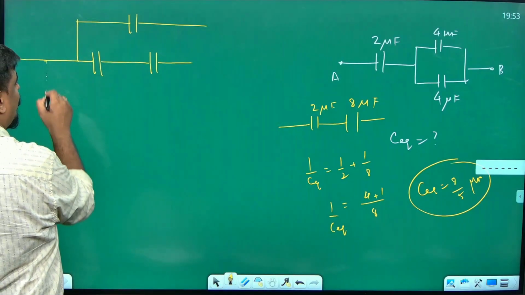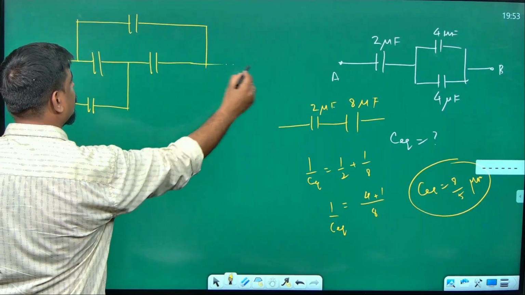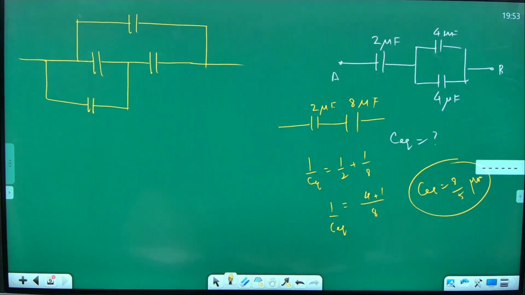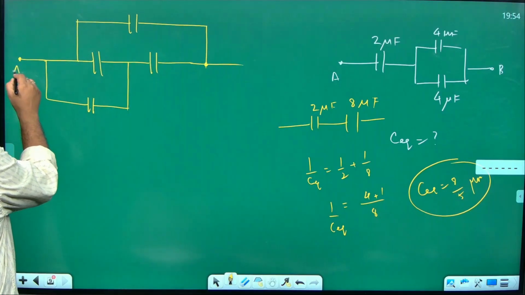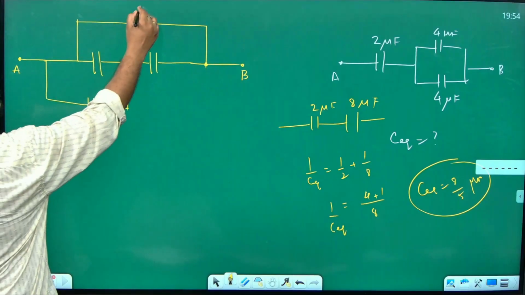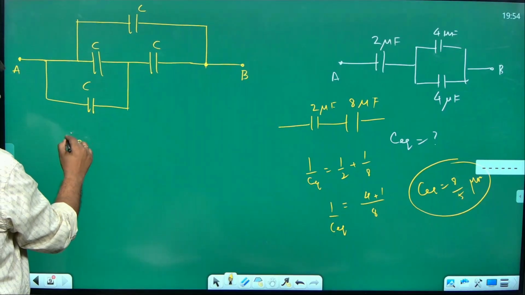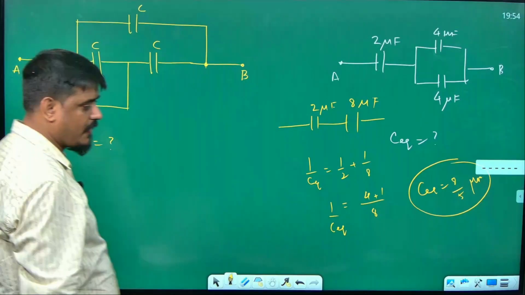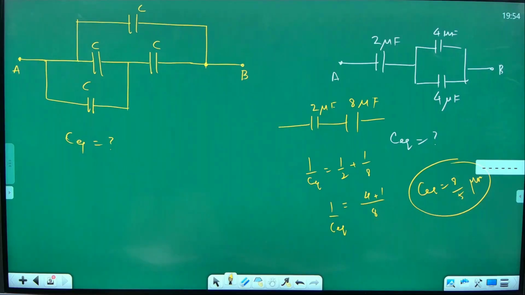Shall I make it a little complicated? Simple only. Everything is C, C, C and C. What is C equivalent? Careful, good question.